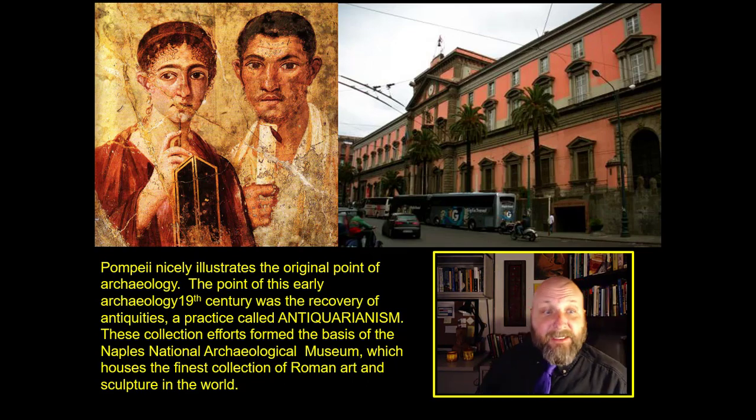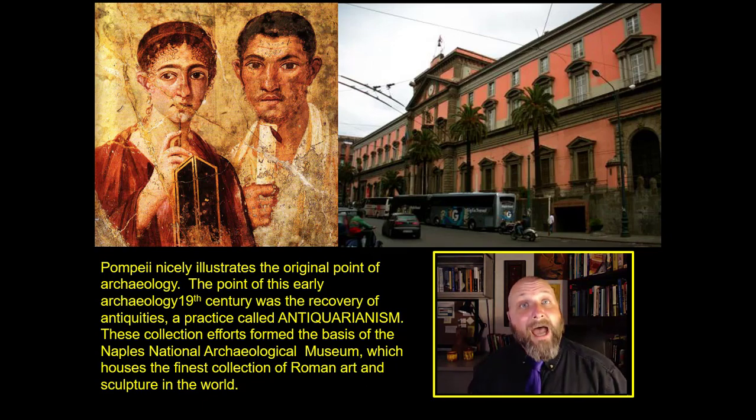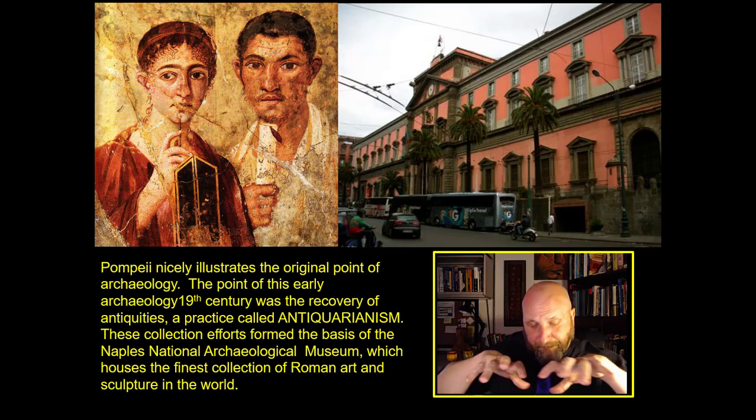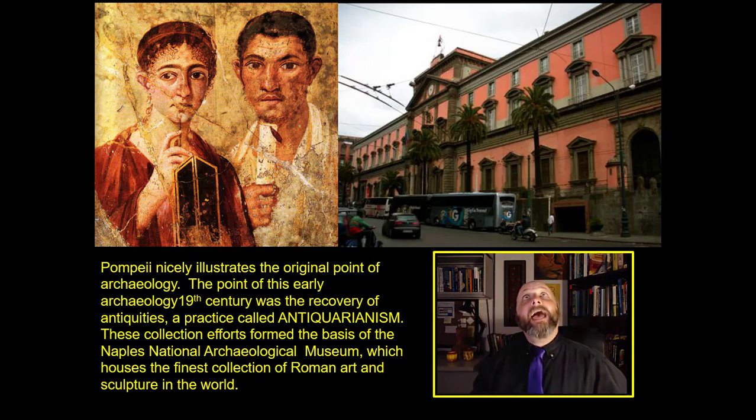If you see on the left, that's a fresco. We actually know that guy's name. It's Terentius Neo. He was a baker at Pompeii, and it's a portrait of him and his wife. And it was found in their home. And the excavators at Naples very carefully cut this off the wall. They removed it and housed it in that museum right up above me.